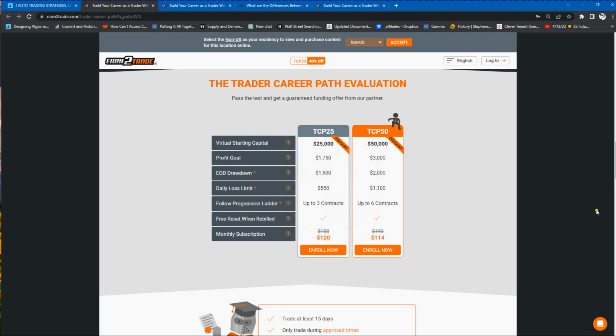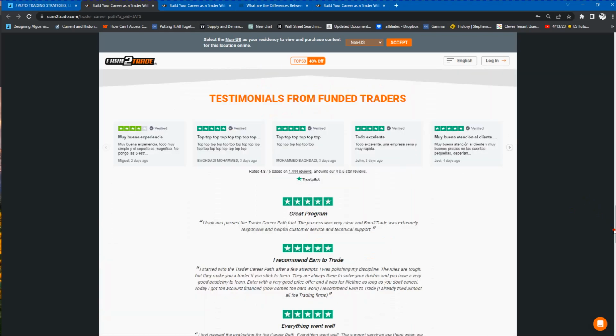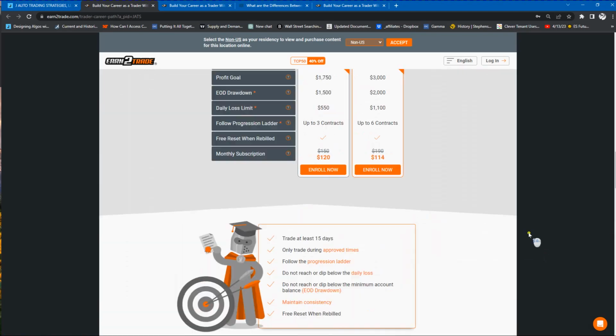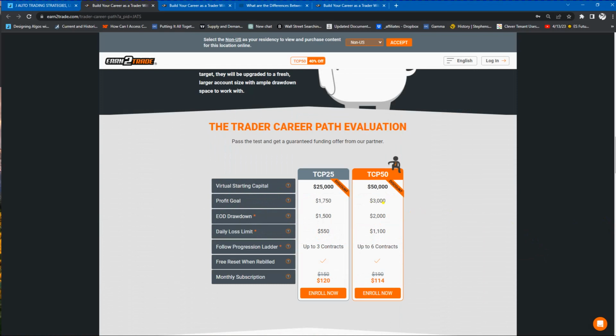Trade 15 days during the approved time, which means generally you have to close the trade. You cannot leave it going 24/7. Close it before the settlement. Don't reach below the loss limits. Maintain consistency, which is no more than 30% of the profit target for that gauntlet. So if you're going for 3,000, 30% is no more than 900 in one session.